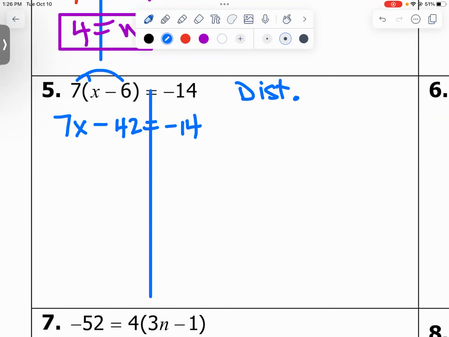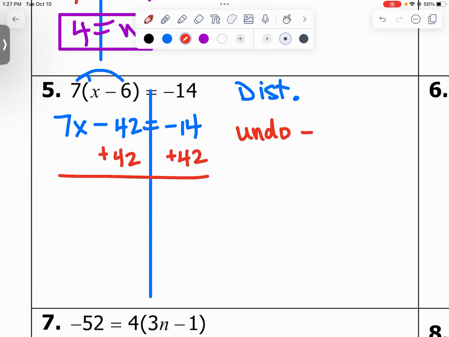Now, they did write plus a negative 42, but now that we're solving an equation, I really don't think that's going to be super helpful. I think writing it as 7x minus 42 is going to be a lot easier for our inverse operations. Because now if we have 7x minus 42, we know that we are going to need to undo our subtraction by adding 42 to both sides.